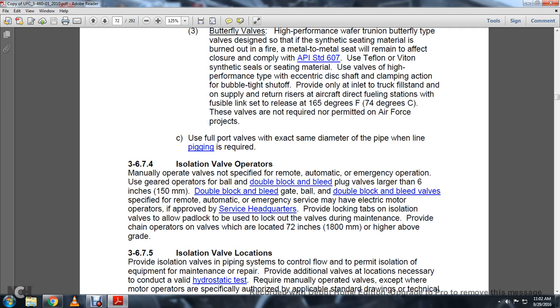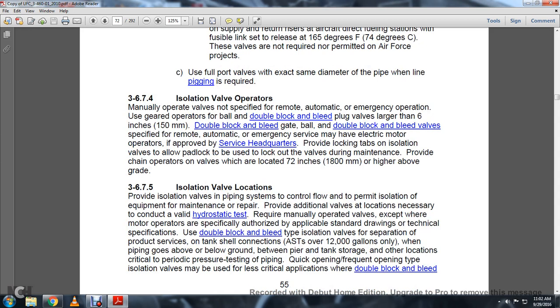Provide the chain operators on the valves which are located with 72 inches or higher above the grade. 3675. The isolation valve of the location provided the isolation for the piping system to control the flow with the permanent isolation equipment. The maintenance for the repair provide additional valve location necessary to conduct a valid hydrostatic test. Require manually operated valves except for the motor operated specifically authorized for the applicable standard drawings.